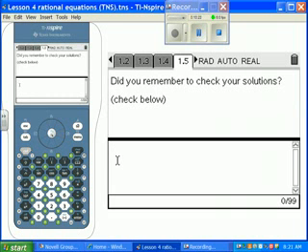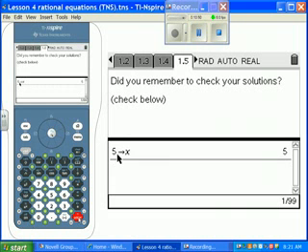Okay, so you're down there. So what we're going to do is check our solution. What were our solutions? 5 and 1. So we want to store 5 as a variable. So we're going to put in 5, control, var. Right, that's your store function. Control var, and then x, and enter. What that does is it stores x as 5.